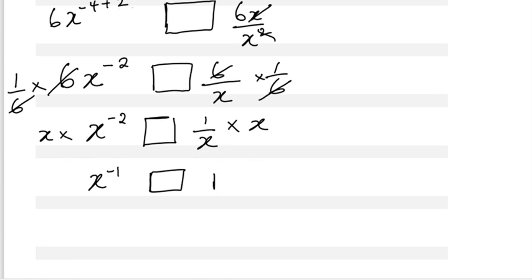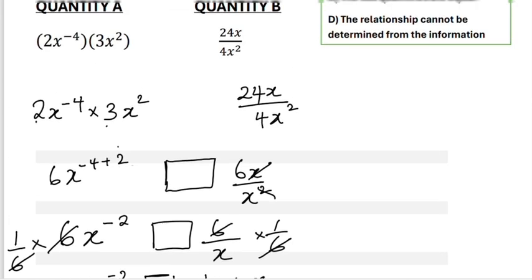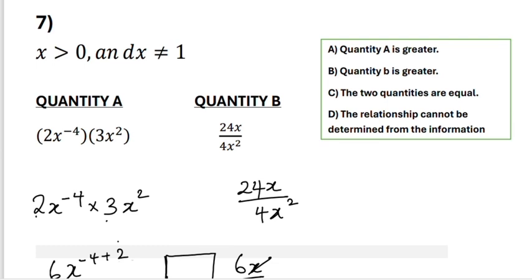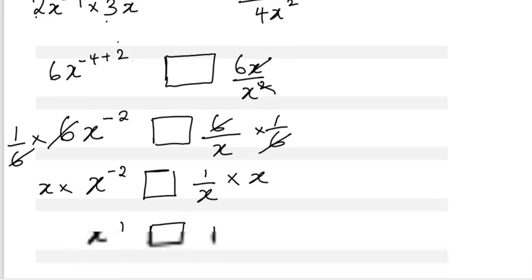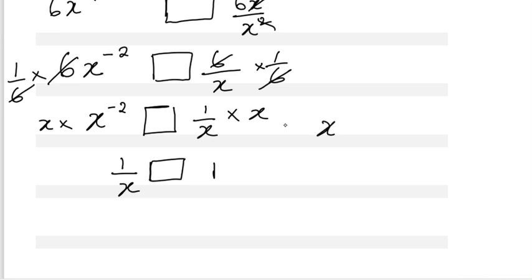And what is x to the power of -1? That is simply 1 over x. So this is 1 over x being compared to 1. But what are the conditions here? We know that x cannot be 1, that is established, and x is greater than 0. Good. So x is greater than 0 and x cannot be 1.